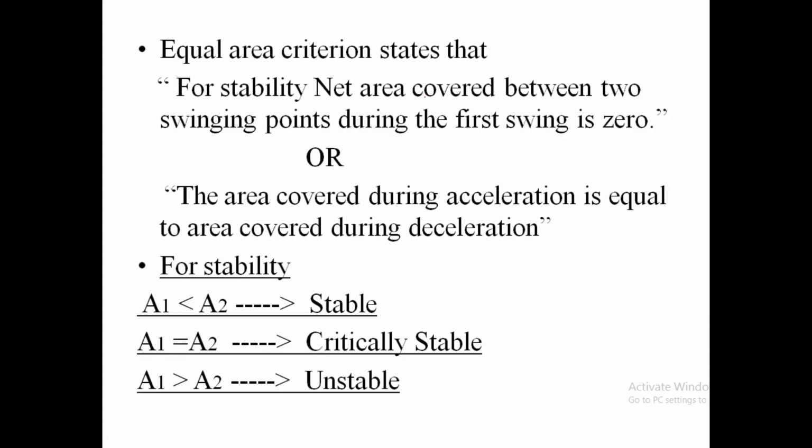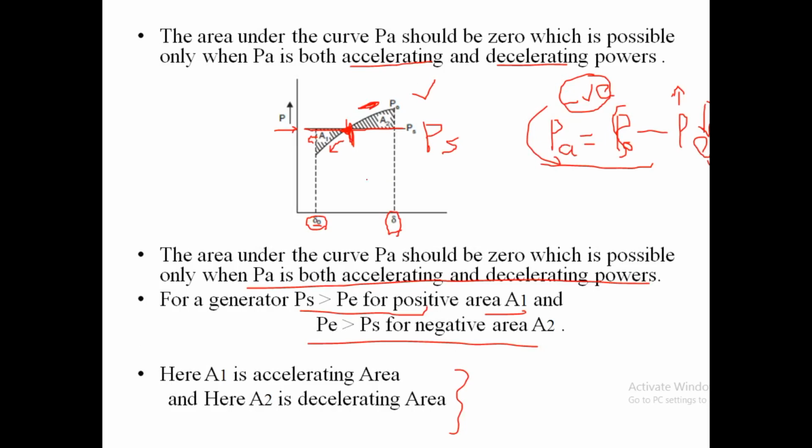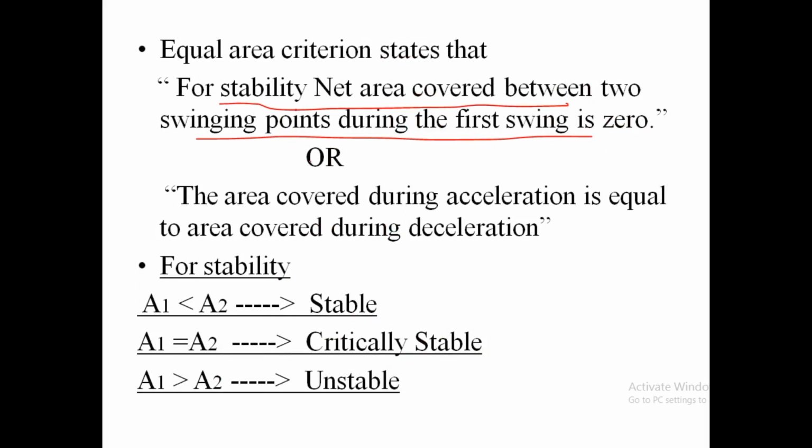Now the equal area criterion states that for stability, the net area covered between two swinging points during the first swing is 0. Here the swinging points correspond to delta 0 and delta. Between these two, the net area covered is equal to 0. The area covered during acceleration is equal to the area covered during deceleration. So this is the statement for the equal area criterion. Now we can expand this statement like this.